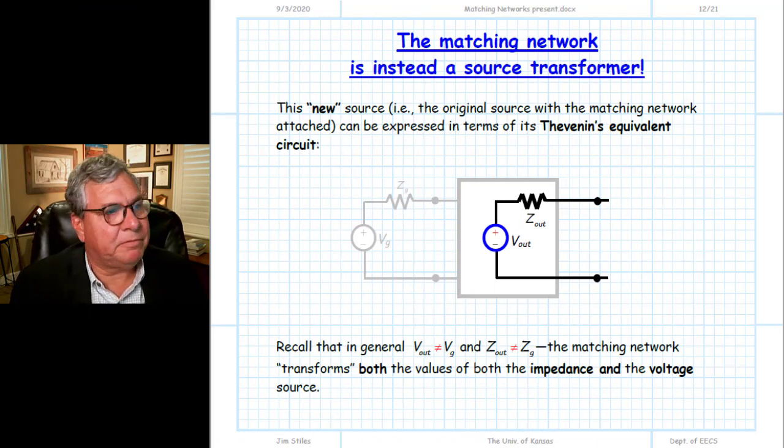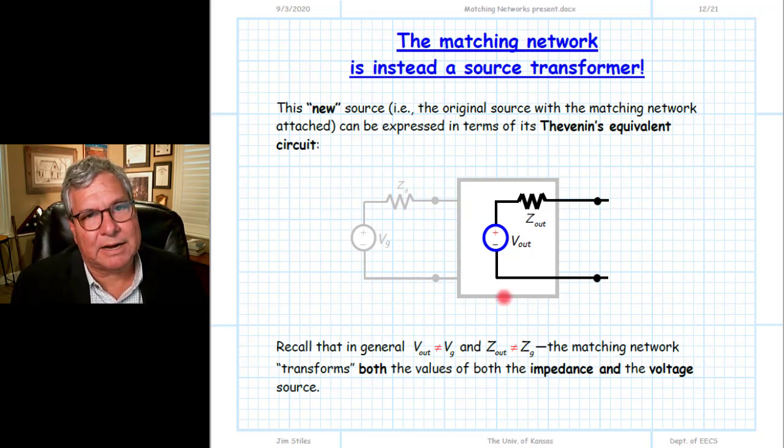So recall what we did before with a source transformation. We start with original source VG and ZG, and then we connect a two-port device in front of it, and that transforms the source into a new Thevenin source that we call voltage Vout and output impedance Zout. So this is simply the equivalent circuit of everything to the left of this port plane. This is the equivalent circuit for the original source with a two-port device attached to it, in this case a lossless matching network. Again, the important thing here to remember is that Vout and VG are different complex values, likewise Zout and ZG.